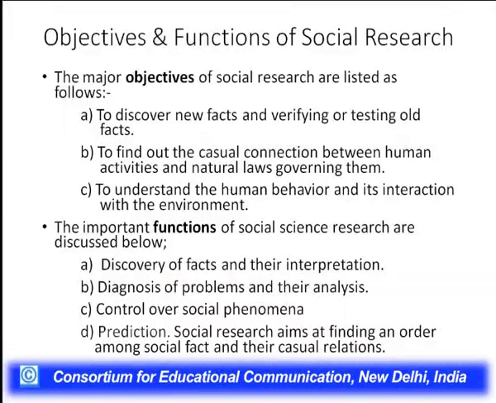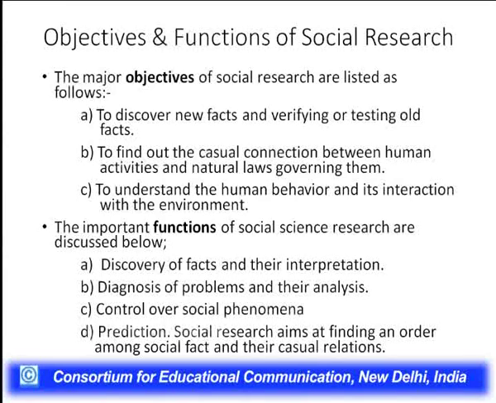Social research performs certain functions. Number one is the discovery of new facts and their interpretation. So through social research, we try to arrive at a certain understanding of a phenomenon, and therefore we try to give a new interpretation to it. And this helps us to understand reality as it is changing through space and time.